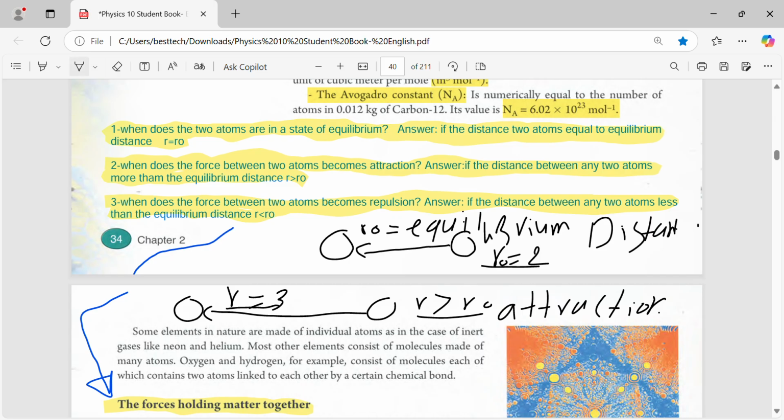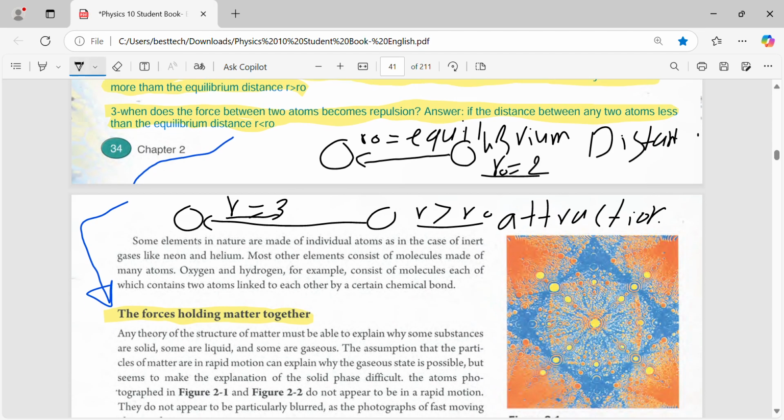What if, in the same example, the distance between the molecules, the R, is 1? Here the distance between the molecules is 1, but the original one was 2. Now this R is smaller than R0. In that case, the type of the force is repulsion. So if the distance compared to the original one is greater, the type is attraction. If it's smaller, the type is repulsion.